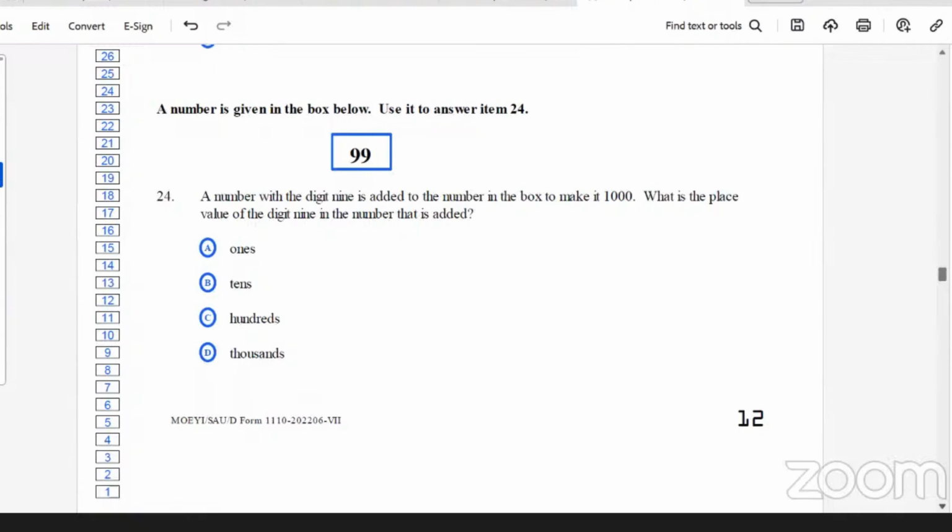So we can look at this question in different ways, right? A number with the digit 9 is added to the number in the box to make it 1000. But there's only one number that can be added to 99 to make it 1000. So how do we find that number? We could subtract 99 from 1000, and that will give us the answer right away. Okay, so let's do that quickly.